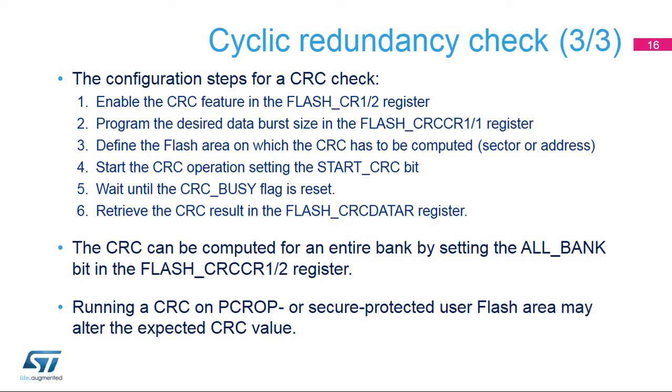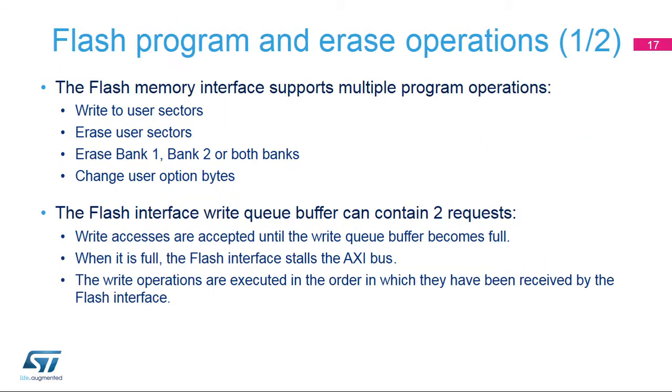4. Start the CRC operation by setting the START_CRC bit. 5. Wait until the CRC_BUSY flag is reset. 6. Retrieve the CRC result in the FLASH_CRCDATAR register. The CRC can be computed for a whole bank by setting the ALL_BANK bit in the FLASH_CRCCR1 or 2 register. The flash memory interface supports multiple program operations.